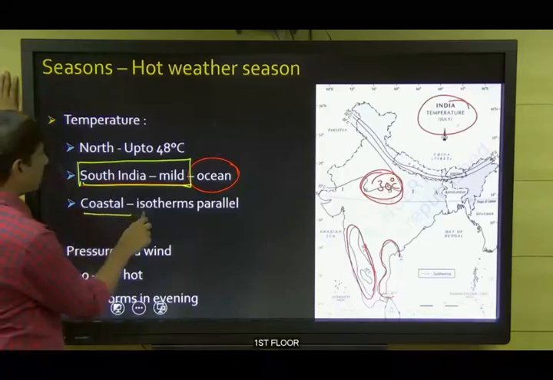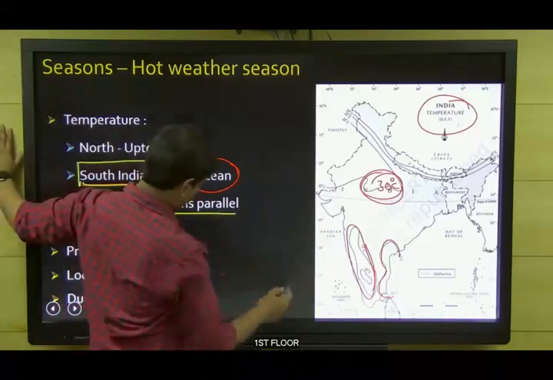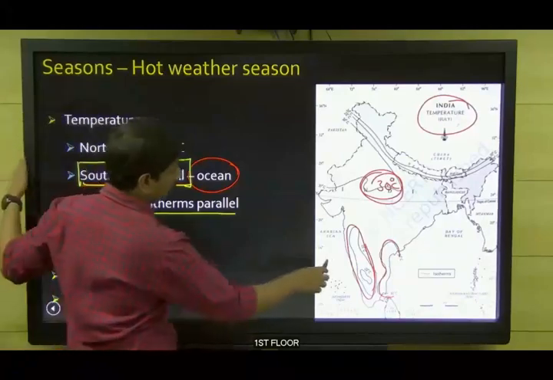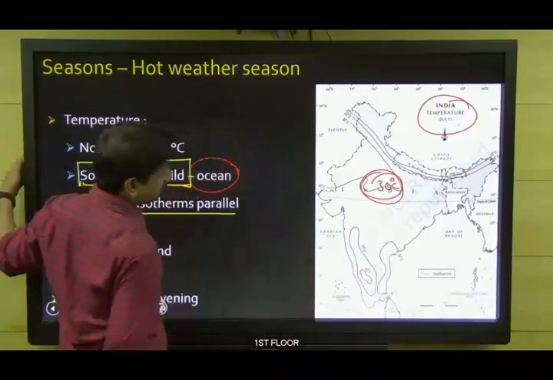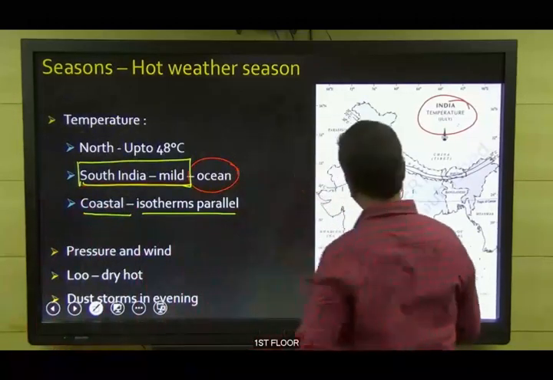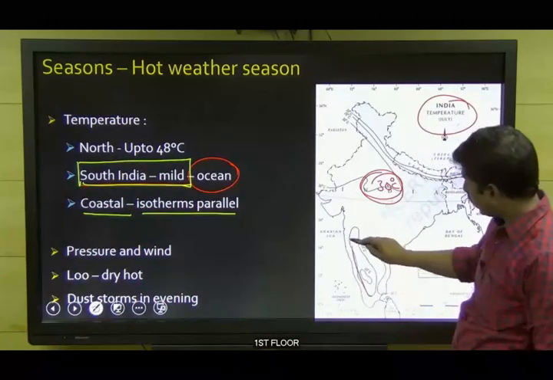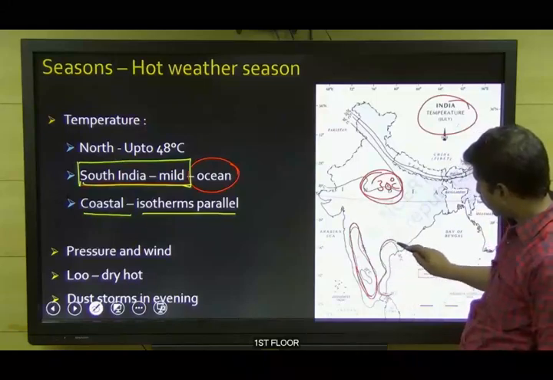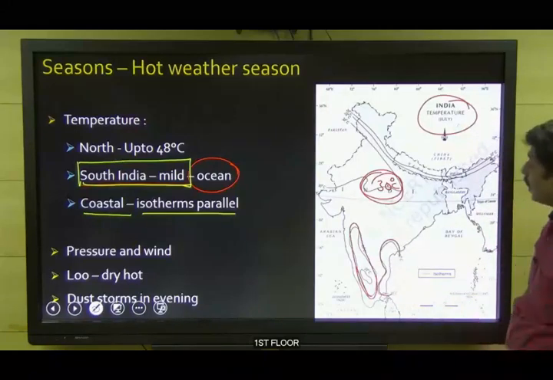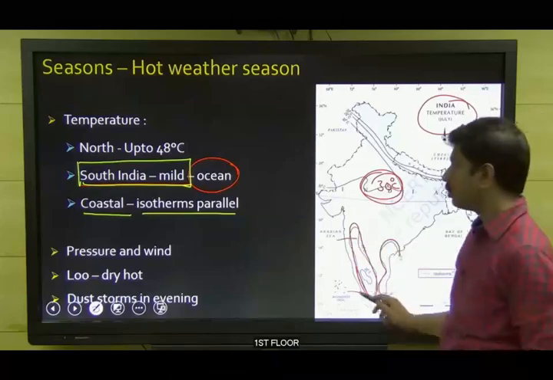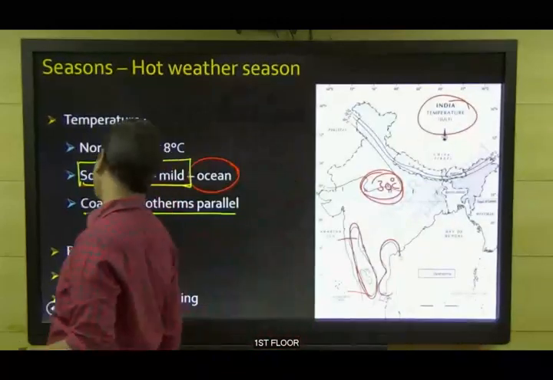So, the coastal region, the isotherms are parallel. Isotherms means line joining the places with similar temperature. The coastal region, the isotherms run parallel. Here also it runs parallel to the coast. There is not much difference between this point and this point in temperature. That is because of the moderating effect of the sea.